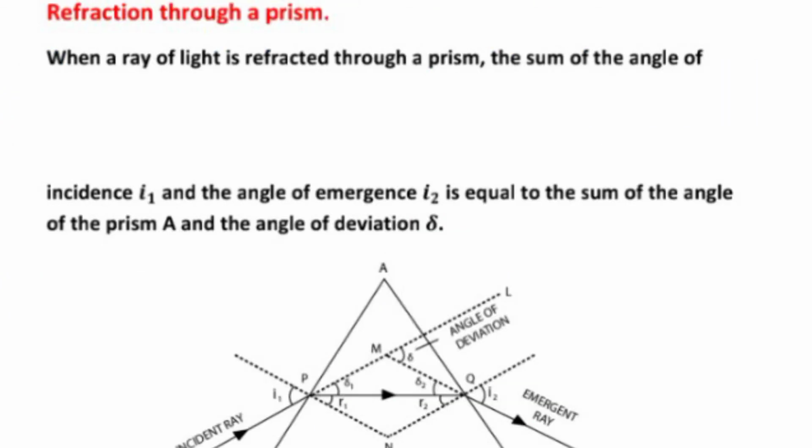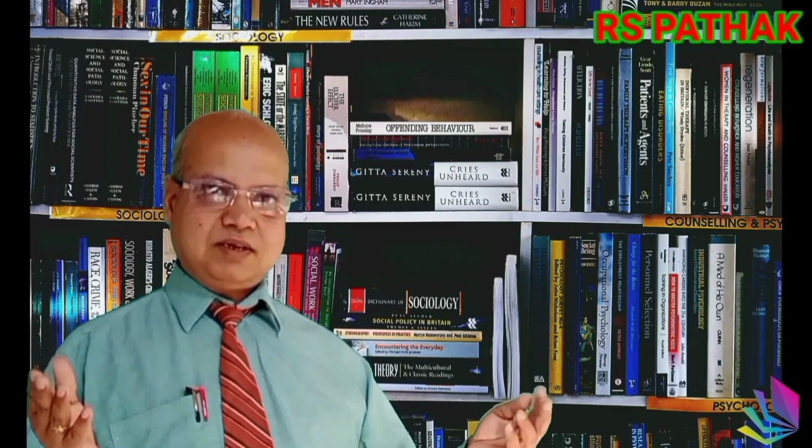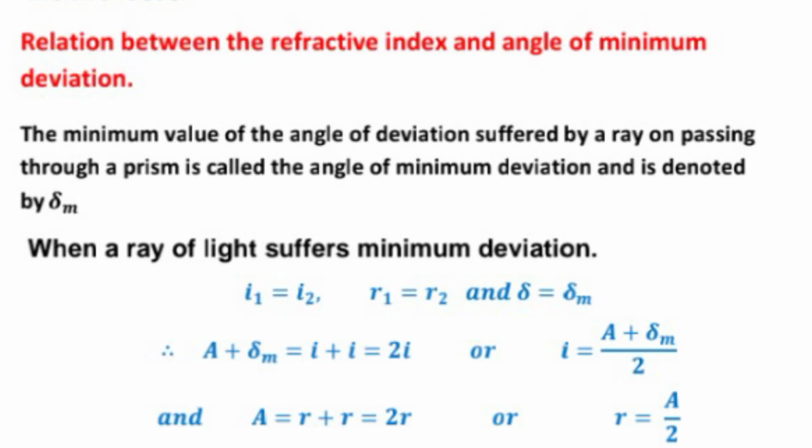Now, refraction through a prism. When a ray of light is refracted through a prism, the sum of angle of incidence I1 and the angle of emergence I2 is equal to the sum of the angle of prism A and the angle of deviation delta. A plus delta equal to I1 plus I2 and A equal to R1 plus R2, where R1 and R2 are the corresponding angles of refraction.